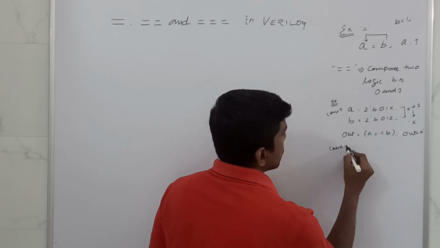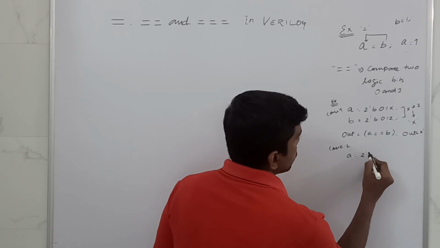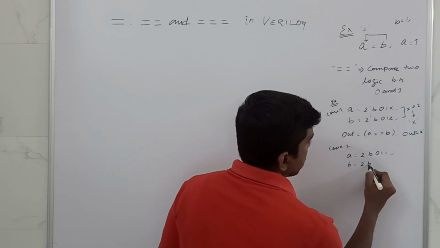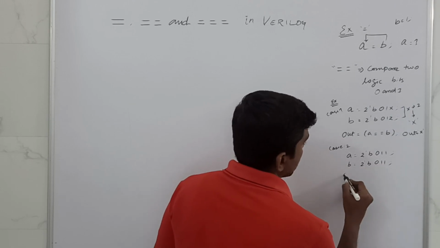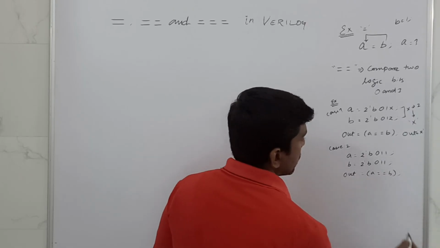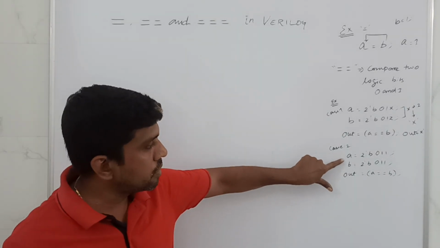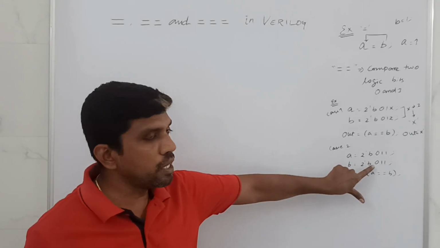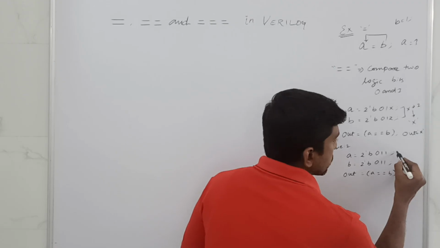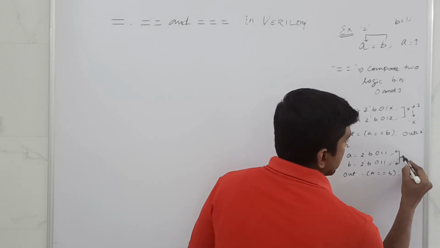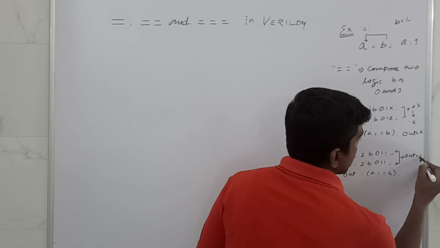Case 2: A = 2'b011, B = 2'b011. So out = A == B. In this case just compare these two values, A = 2'b011 and B = 2'b011. Both the values are the same. The final result out = 1.